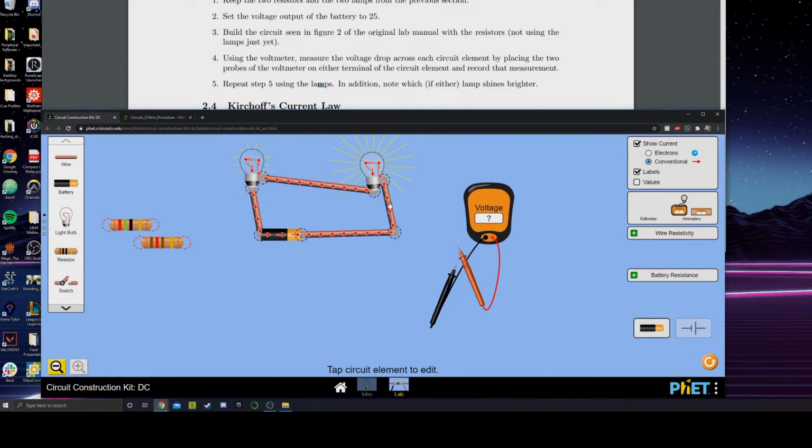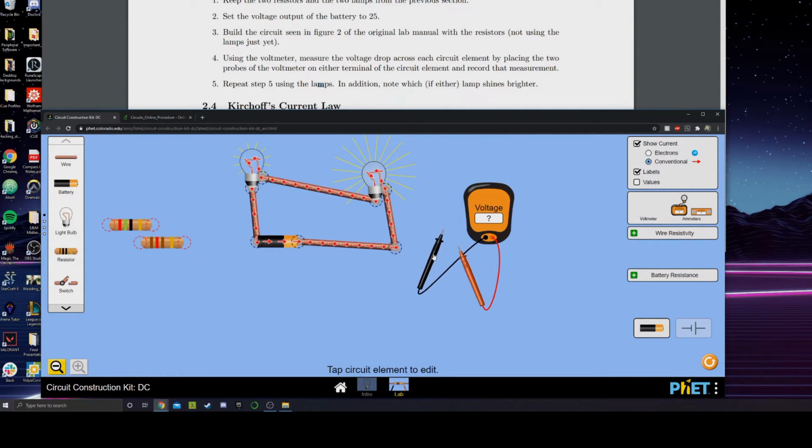And you'll notice here it looks as though lamp 2 is shining quite a bit brighter than lamp 1. And now we're told to just measure the voltage drop across each of these lamps. Of course, the voltage drop across the battery is still going to be 25 volts because we haven't changed that at all. But it looks as though the voltage drop across lamp 2 is 21.74, and the voltage drop across lamp 1 is 3.26 volts. Sorry, this is lamp 2, this is lamp 1, my mistake.